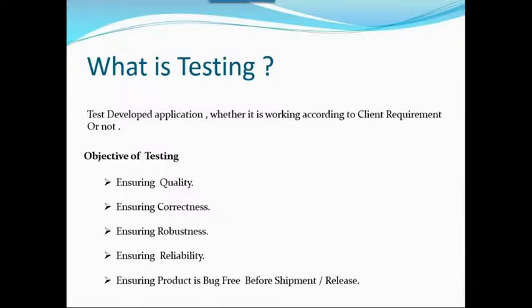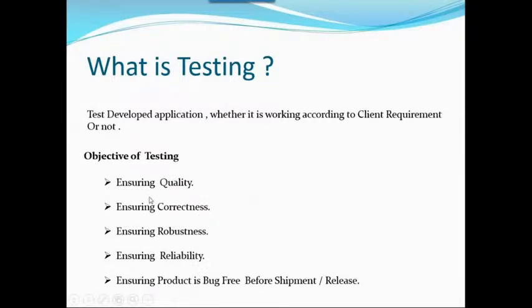What is the meaning of correctness and robustness? Correctness means critical functionality also needs to be checked. Robustness means we need to check whether it is working as per the given requirements in all areas or not. And reliability is one of the most important ones. Reliability means whether this application is user friendly or not; while testing, you need to check that. This is the objective of testing.